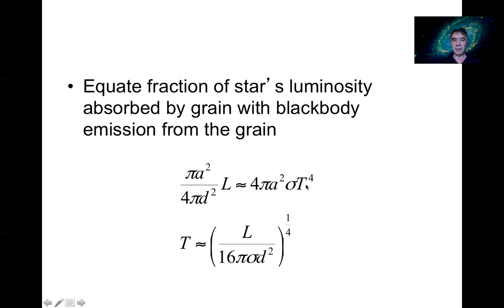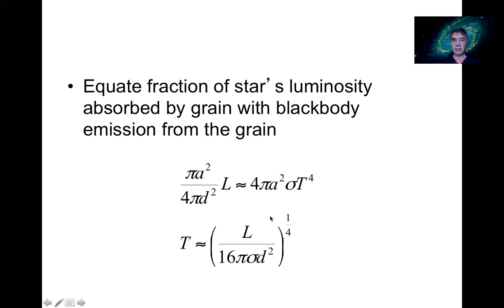So if we now simplify this down and solve for the temperature, then we get this expression here. Let's have a look at this and see what it tells us. If we've got a grain at a fixed distance d, but we increase the luminosity of the star, then the temperature will go up. Makes sense, right? If we keep the luminosity of the star constant, but put the dust grain further and further away, so increasing d, the temperature will go down.